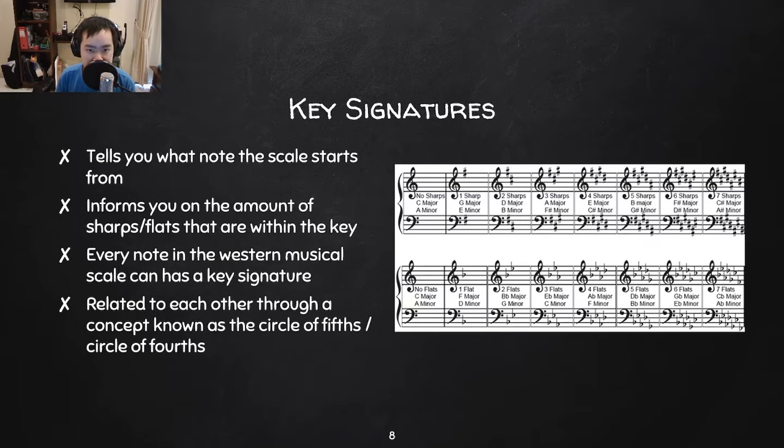So all these keys are going to be related to each other through a concept known as the circle of fifths, or the circle of fourths to some, although it's much more common to hear it as the circle of fifths. We'll go into the circle of fifths a little bit later in this video. However, just know that it's also known as the circle of fourths.